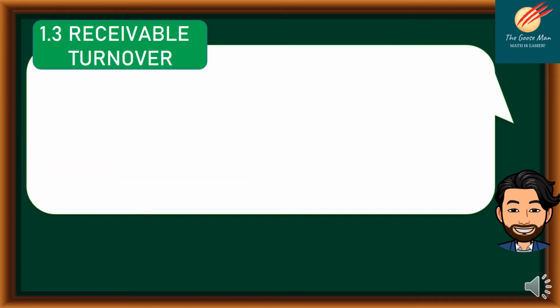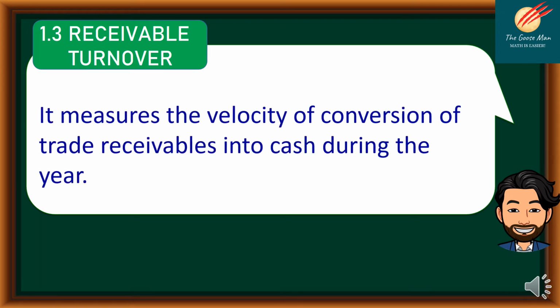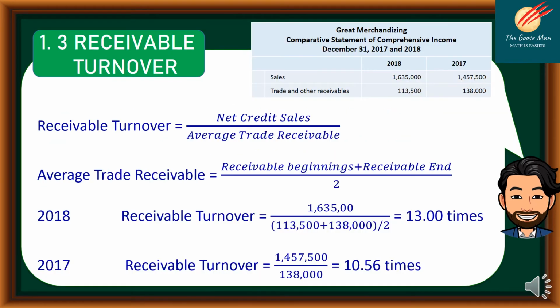The next one is the receivable turnover. It measures the velocity of conversion of trade receivables into cash during the year. So we will consider the following formula. Receivable turnover is equal to credit sales divided by the average trade receivable. So again, we will use the comparative statement of comprehensive income. Take note that average trade receivable is equal to receivable beginning plus receivable end divided by 2.